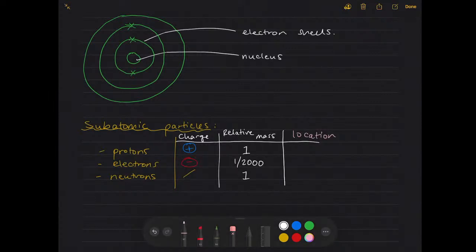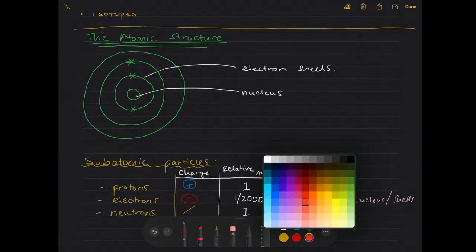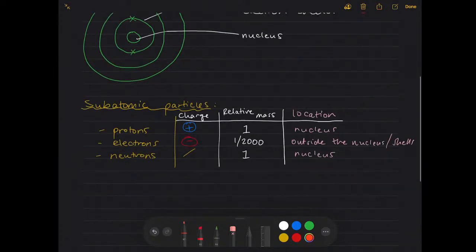The last bit of information we need about subatomic particles is their location. You may recall this, you may not. Protons are found in the nucleus. Neutrons are also found in the nucleus, whereas electrons are found outside the nucleus in what we call shells, which are these shells up here. If we add on that information, what we find is electron shells contain electrons only. That's an important point actually.